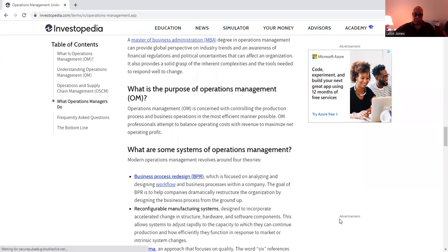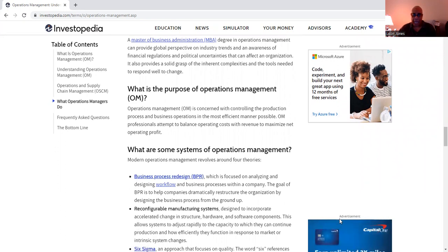Now, again, what is the purpose of operations management? The purpose is concerned with controlling the production process and business operations in the most efficient manner possible. Operations management professionals attempt to balance operating costs with revenue to maximize net operating profit.